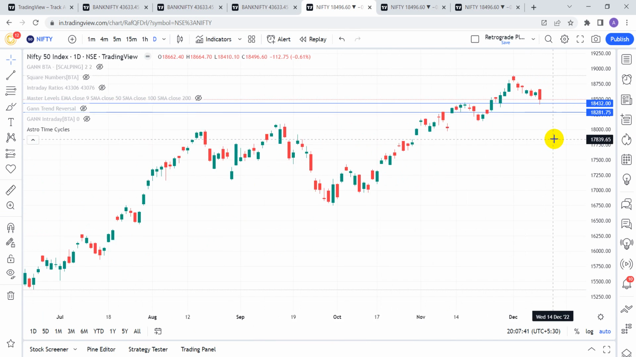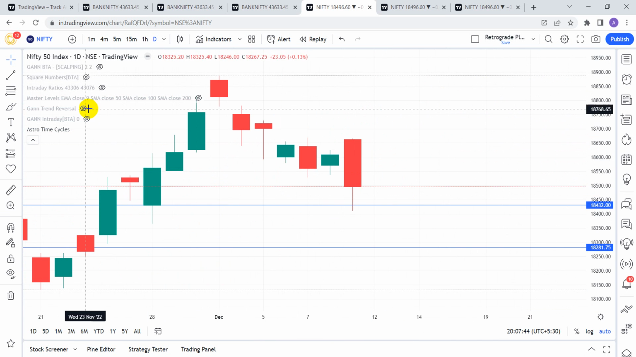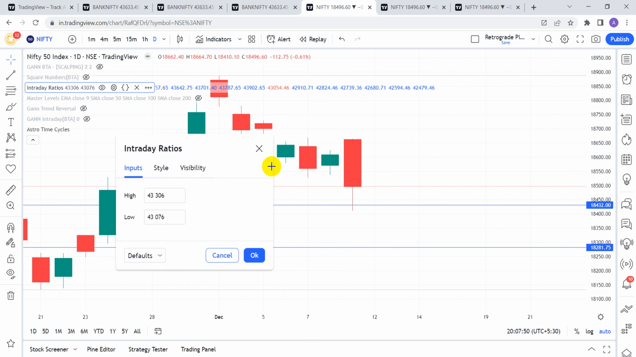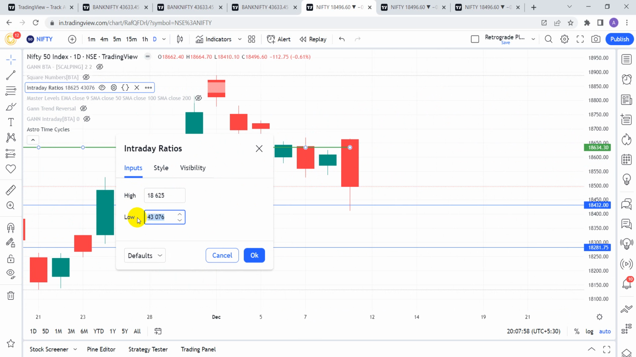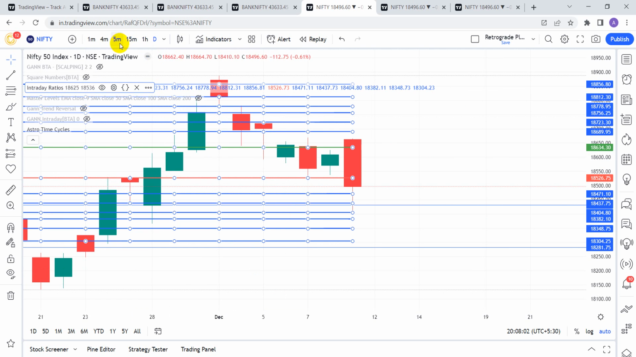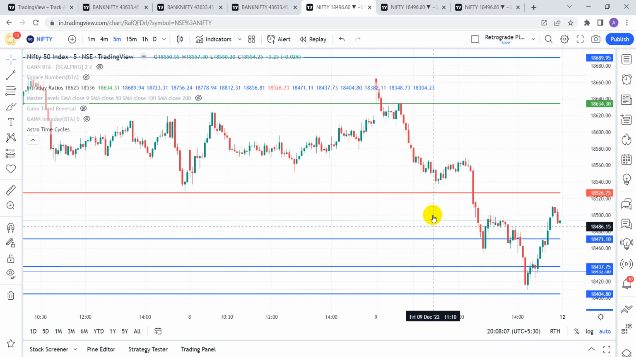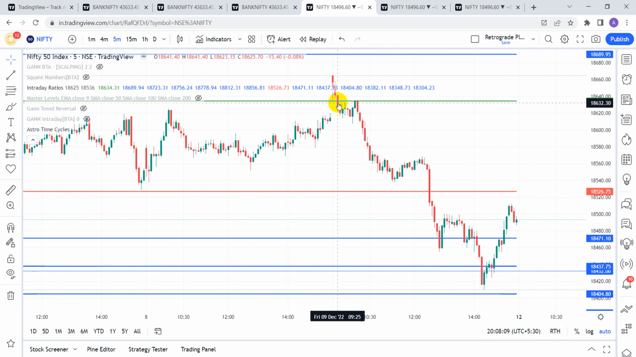You can even use your intraday ratio calculator, which is how I would have traded this date. Go here, put the high of 8th, which was 18,625, and the low, which is 18,536. Click OK. The lines will be drawn. Go to a 5-minute chart and see where the trade got initiated. Yeah, so buy was here.